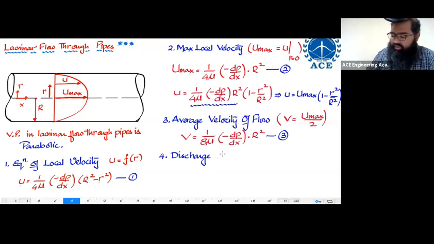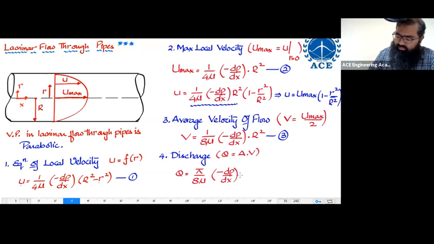So I'll write over here, discharge has to be equal to complete cross section multiplied to average velocity. Now, complete cross section of a pipe is pi r square, is it not? Imagine I put a pi r square over here, multiply with velocity. I'm supposed to get the value of discharge is equal to pi by 8 mu into minus dp upon dx multiplied to r power 4. R power 4. So this is the fourth equation I'm having.